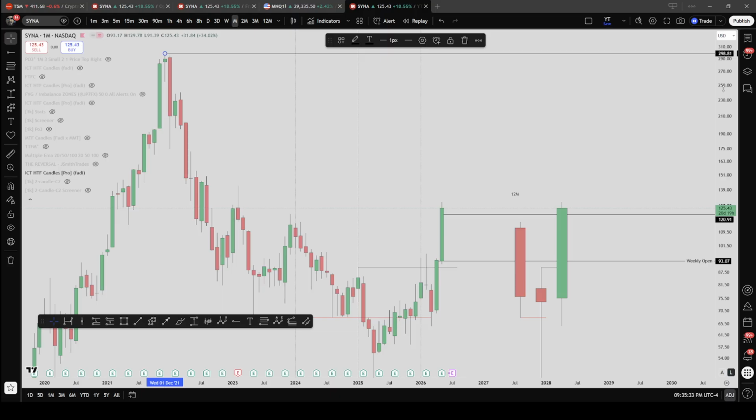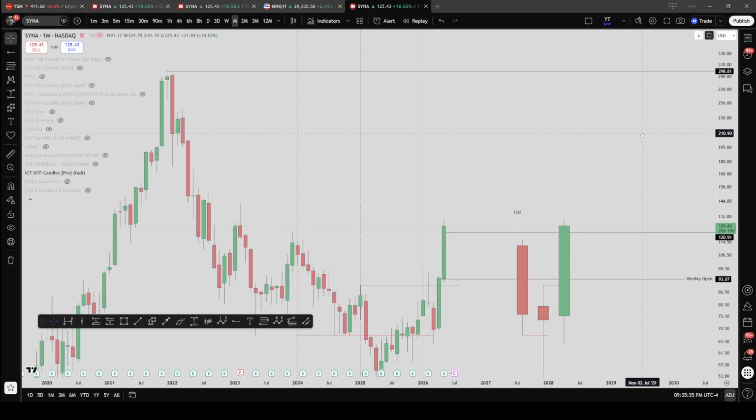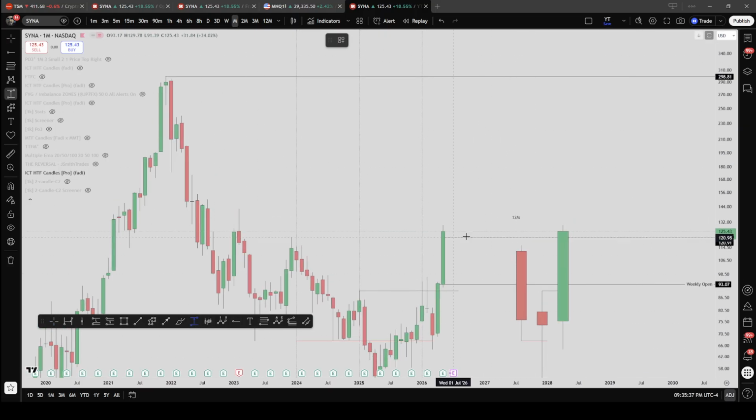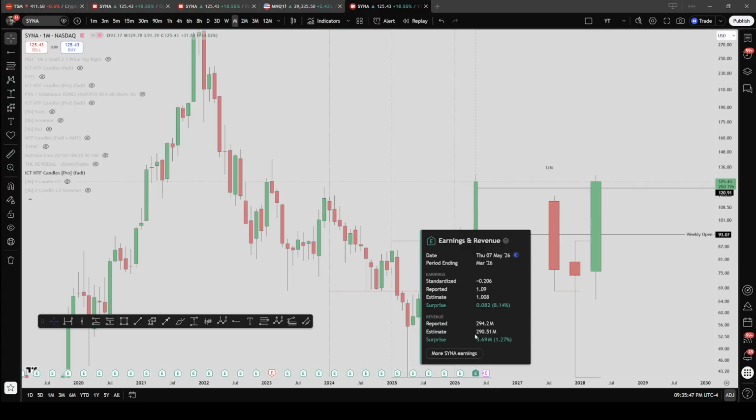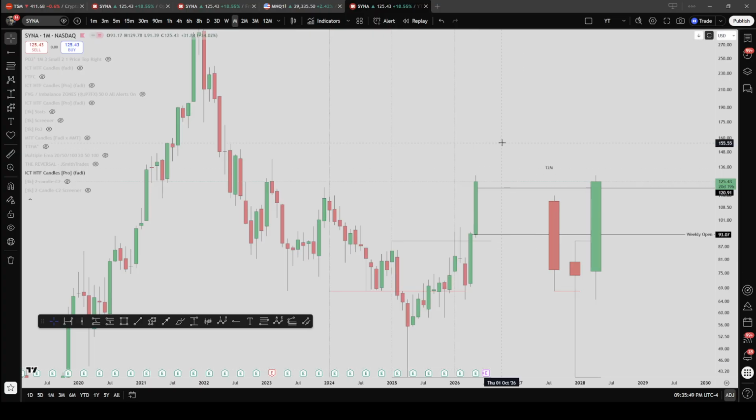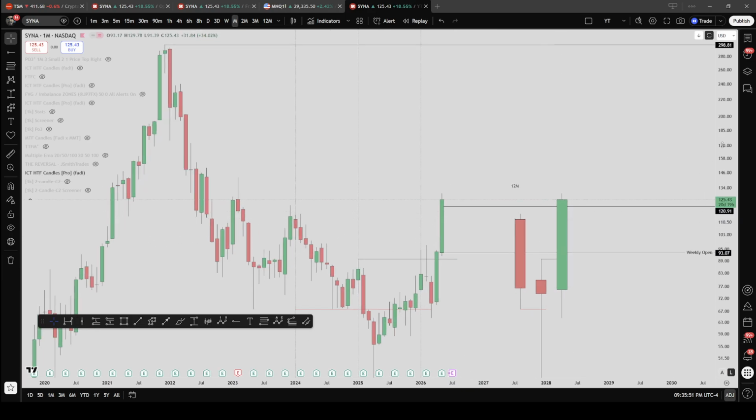Now, why is that? Why do I believe this stock can do a 150% move from current price, maybe 138? It's because it has narrative. It's in the semiconductor sector. It has good earnings, and it has a close outside the 2025 highs.